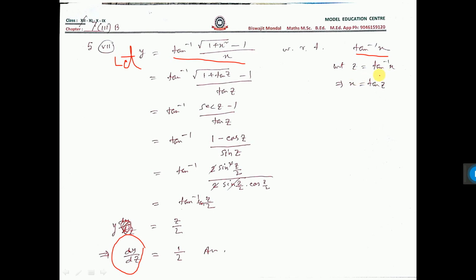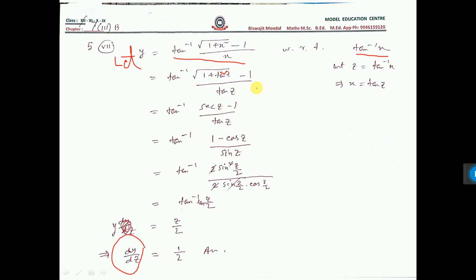That means here if you change x equal to tan z, so x equal to tan z you put: root of 1 plus tan square z minus 1. So 1 plus tan square z is sec square z, root and square cancel, so sec z minus 1 by tan z. Now sec means 1 by cos, tan means sin by cos. Do the LCM: 1 by cos, sin by cos, then it will come to this.